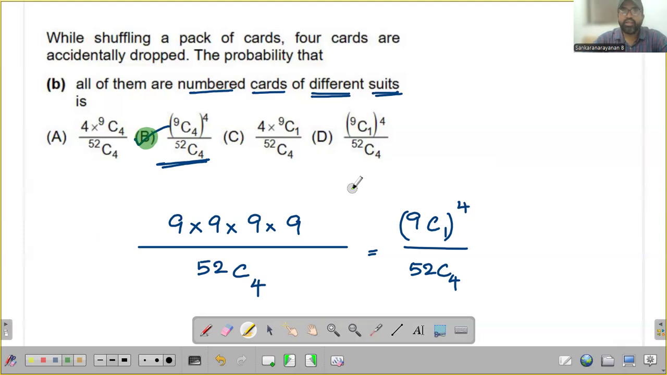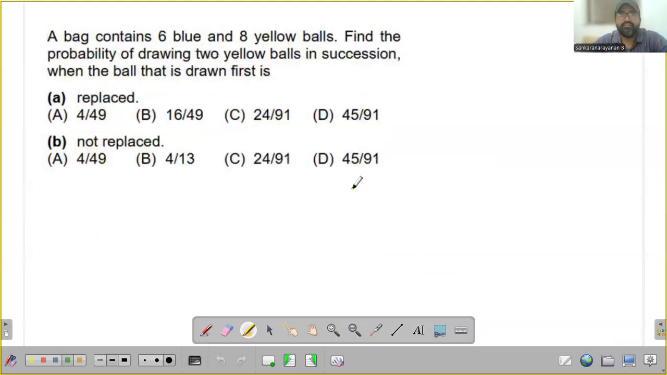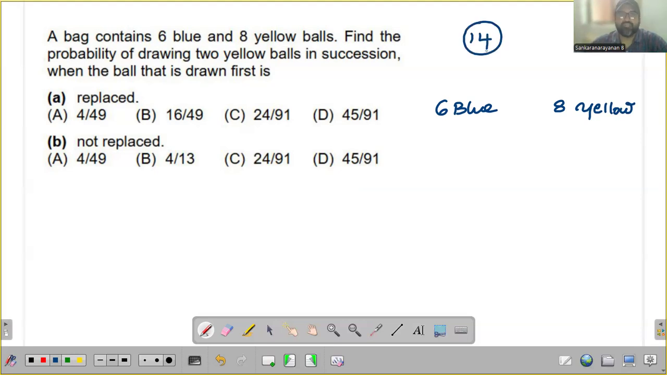Now let's consider the next question. Have a look at this. A bag contains 6 blue and 8 yellow balls. So I shall just note 6 blue, and we can see that there are altogether 8 yellow. Altogether 8 plus 6, 14 balls are there. Find the probability of drawing 2 yellow balls in succession, one after the other.